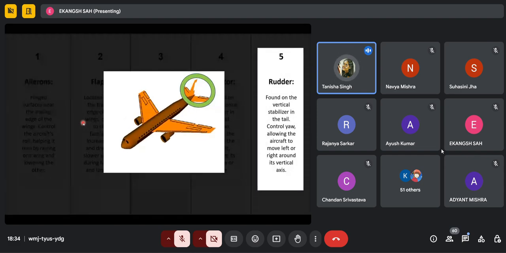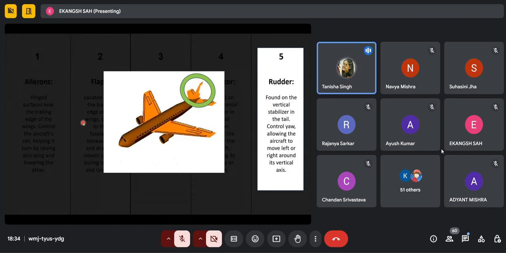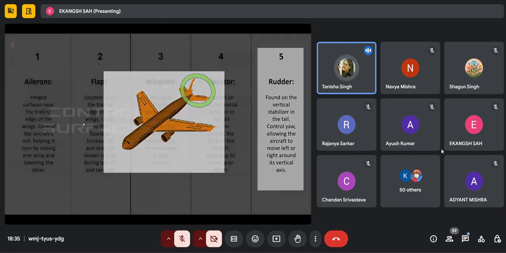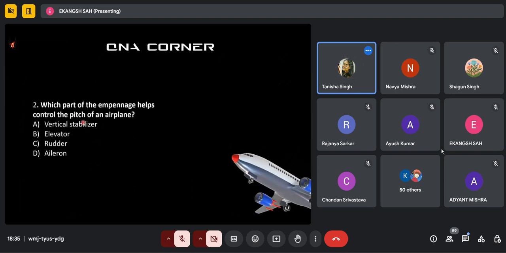An aircraft's rudder is a movable surface that controls the aircraft's yaw, or rotation around its vertical axis. It's usually attached to the vertical stabilizer or fin at the rear of the aircraft. The next topic that we're going to cover is airfoil.